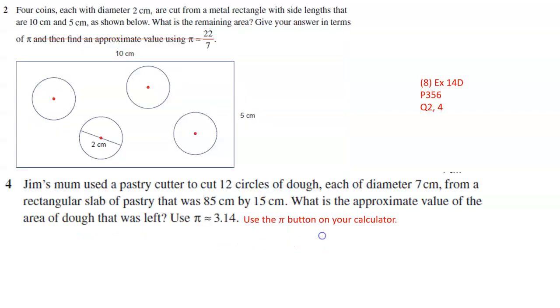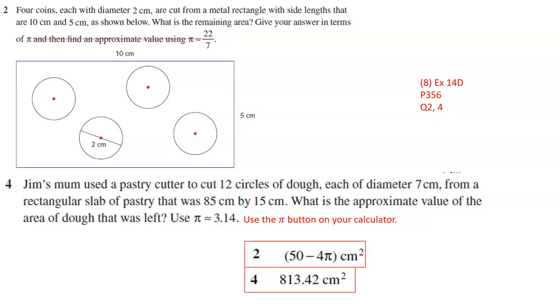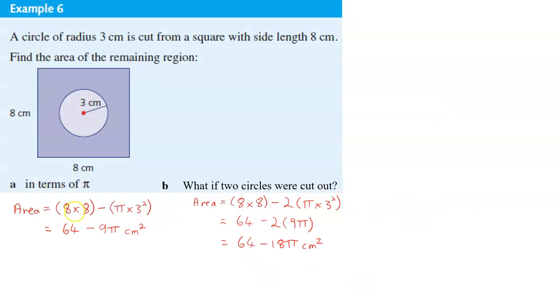Pause the video now while you have a go at questions 2 and 4. Just do question 2 in terms of pi and just use the pi button on your calculator for question 4. Here are the answers for that. Please make sure you mark your work and make sure you're showing your working like I did here. So at least 2 lines of working, possibly 3 lines of working per question.